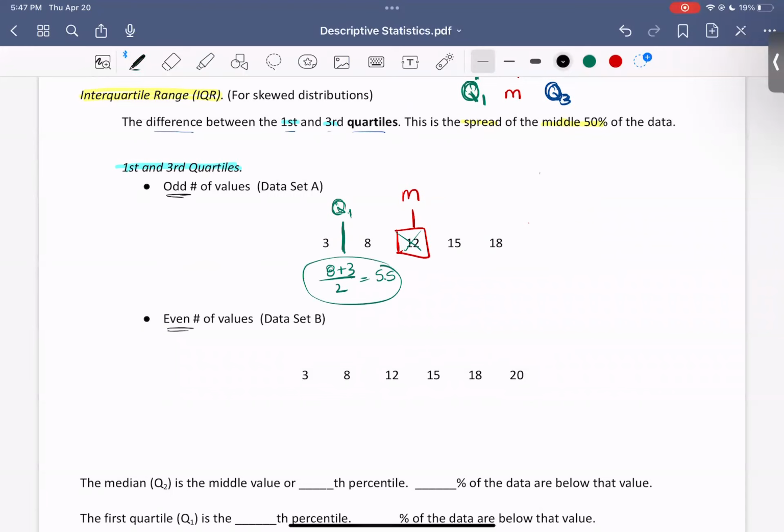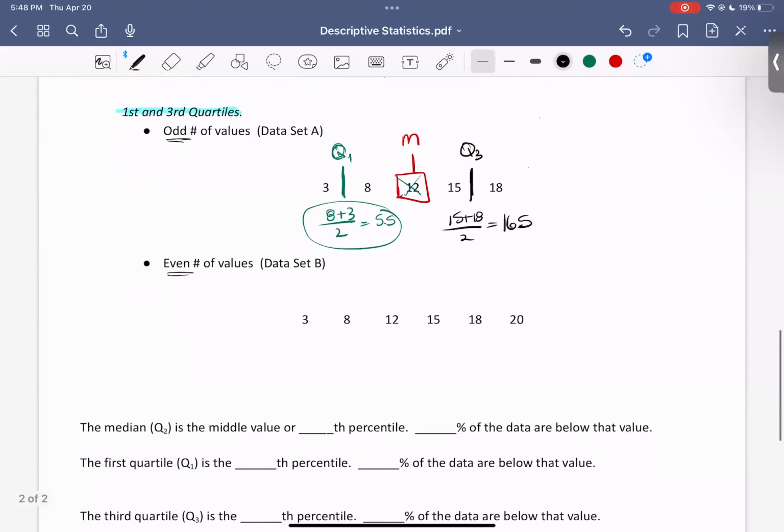And now moving over to Q3, we look at the same thing, except on the right side. So we look at those data values above the median. We have two of them. We don't have a middle one. So we look at the average between the two. So Q3 here is going to be 15 plus 18 over 2, and we get 16.5.